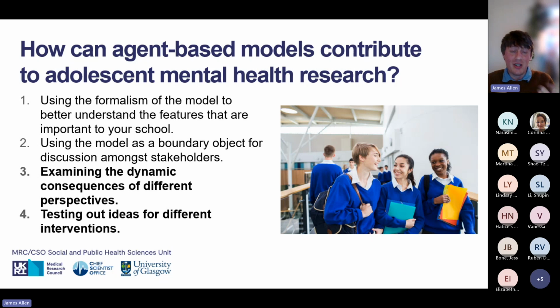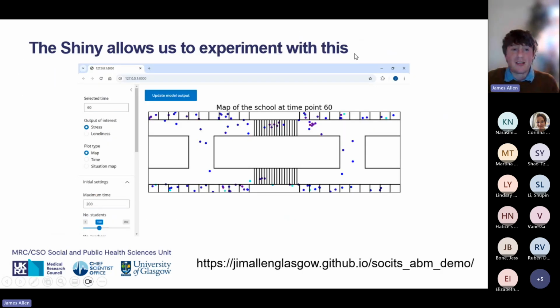You could ask these kinds of questions and use our model as a boundary object essentially to discuss around. But if you do have some more coding ability or you're interested, you can begin to build these models and examine dynamic consequences and test out ideas for different interventions. One way you can do this.